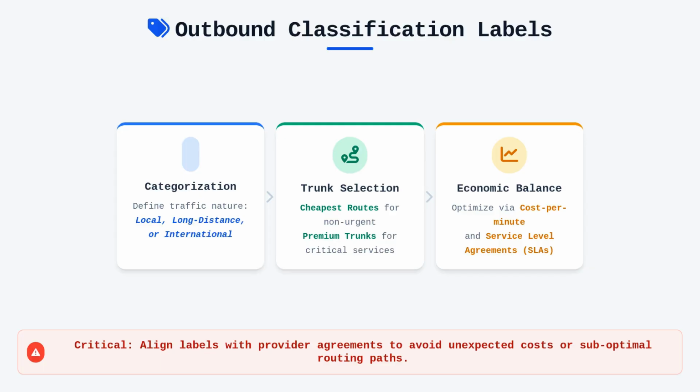This is not merely an organizational exercise, it is an economic one, as you can balance traffic across multiple carriers based on cost per minute or service level agreements. By associating a specific trunk group with a classification, you ensure that the system dynamically selects the optimal exit point for every interaction. You must align these labels carefully with your underlying provider agreements to avoid unexpected costs or suboptimal routing paths.